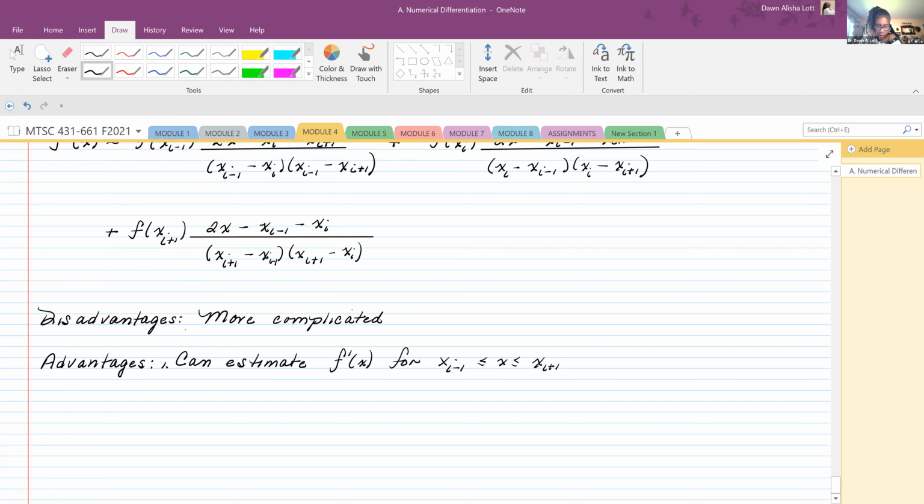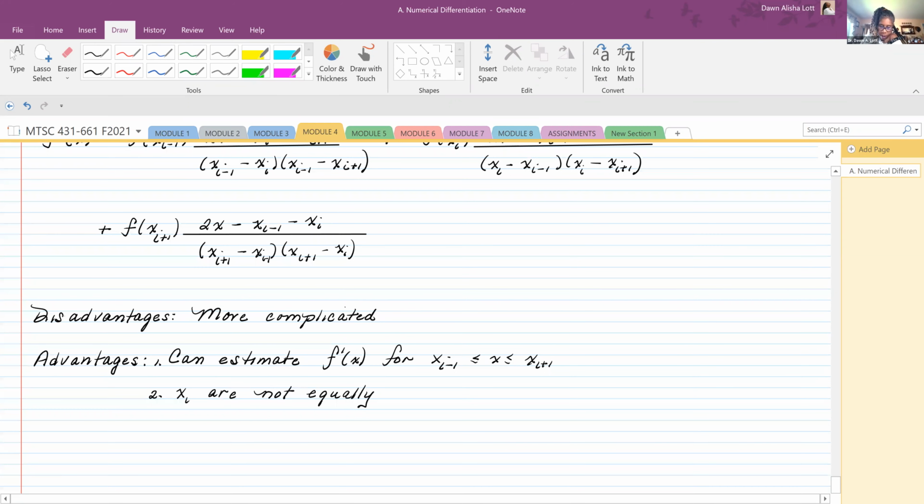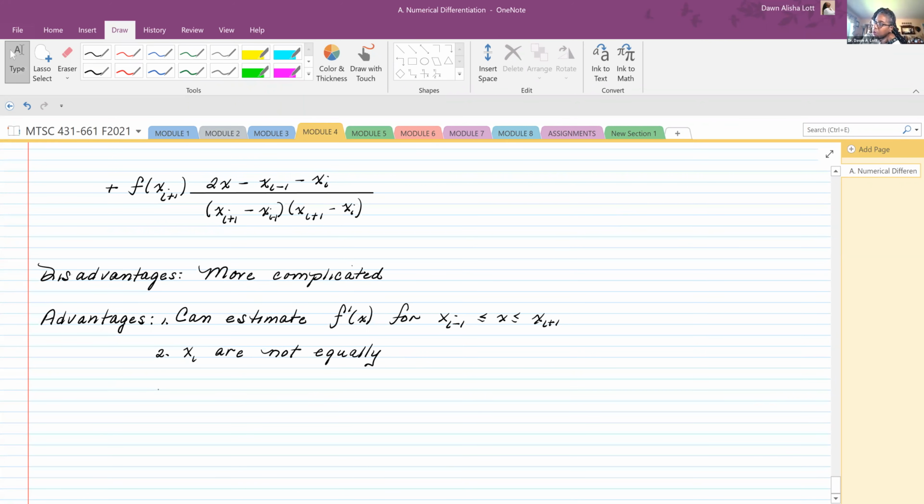The second advantage is x_i are not equally spaced. So sometimes you're solving a problem and your x_i are given to you and are not equally spaced, but you still have to try to figure out how to find a derivative. And third, the estimate is the same as the centered difference if they are equally spaced.